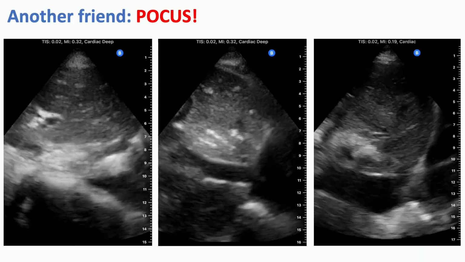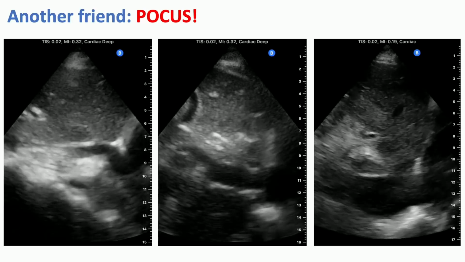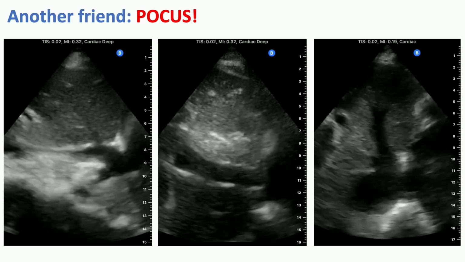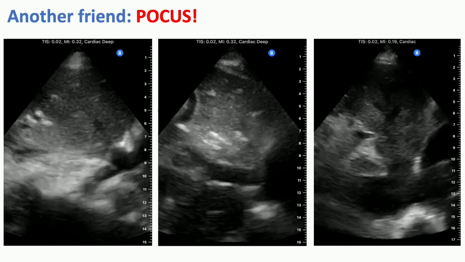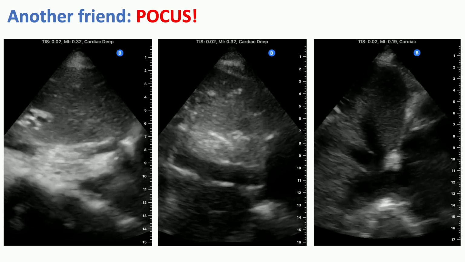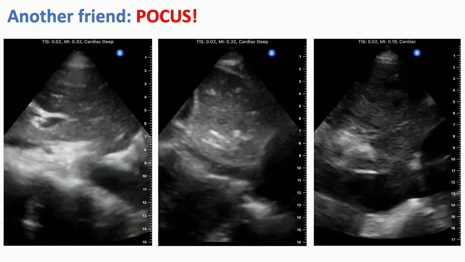And then also with hypervolemic hyponatremia, for example in CHF, it can really be picked up nicely with POCUS, even better than chest x-ray, definitely better than physical exam. So that's why it's very helpful to have POCUS, point of care ultrasound, as one useful tool to assess the volume status in patients with hyponatremia.